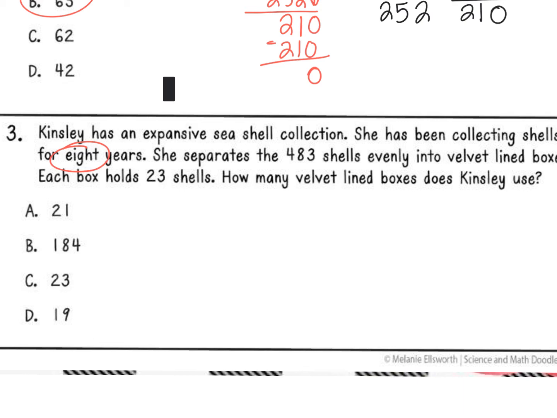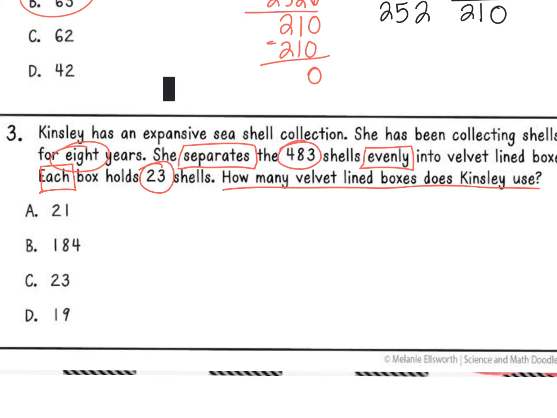Okay, so we know Kinsley has been collecting shells for 8 years. She separates is the key word because we're taking it apart. She separates the 483 shells evenly into velvet-lined boxes. Each box holds 23 shells. How many velvet-lined boxes does Kinsley use? So do we have any extra information that we do not need? Elise.